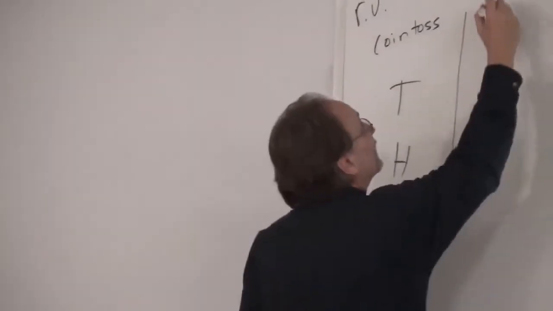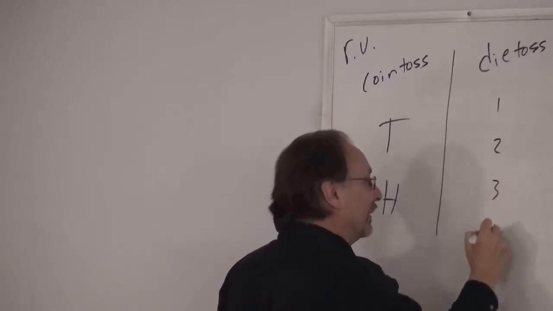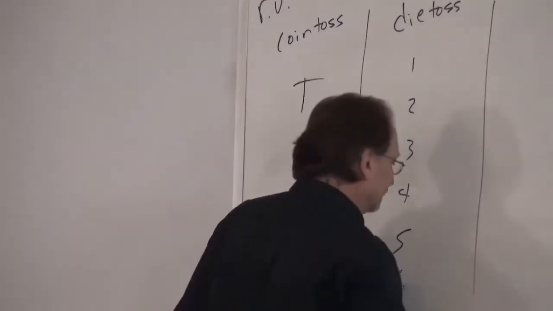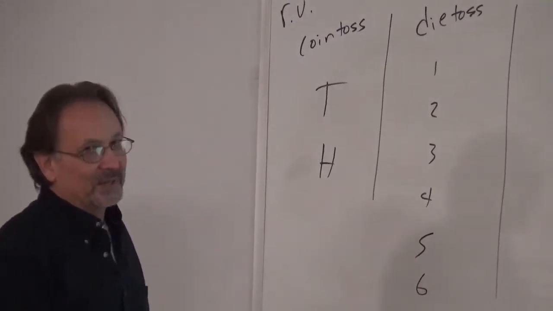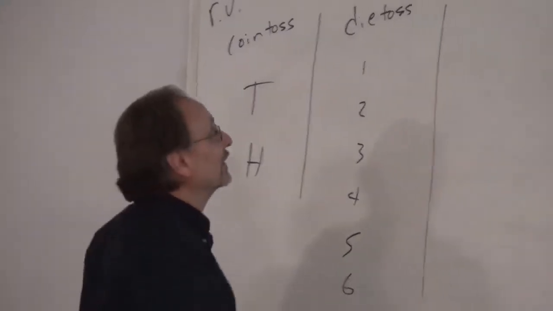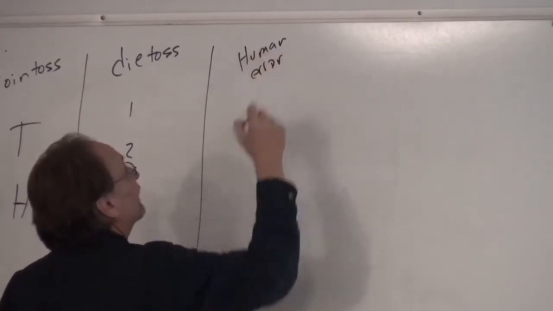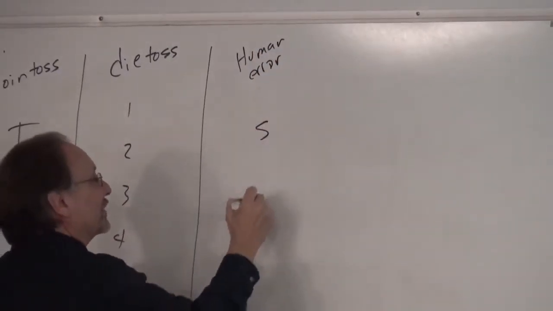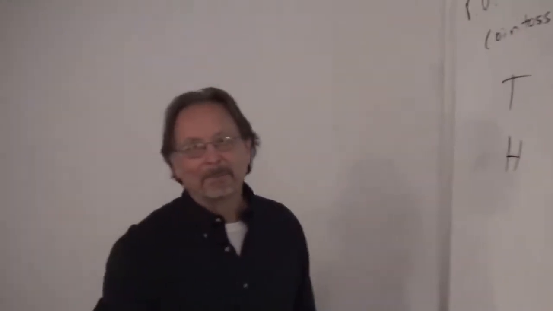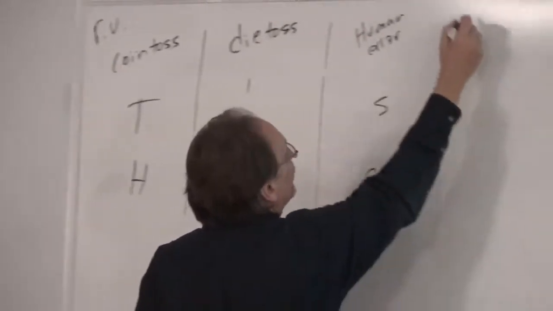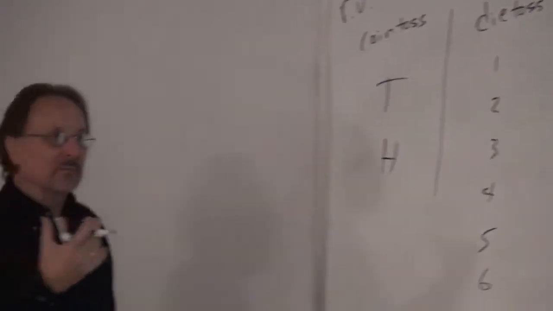For a die toss, random variables are 1, 2, 3, 4, 5, and 6. For a success or failure task in performing a task, so let's call this human error, you can call that success or failure, or else you can call it 1 or 0. Doesn't matter, but it's still a random variable. And it's just the way you name it. Those are just some simple examples. But a random variable is the name that you apply to the outcome.